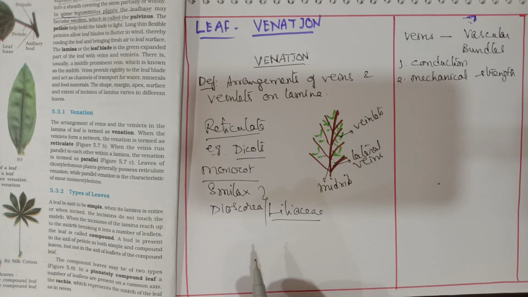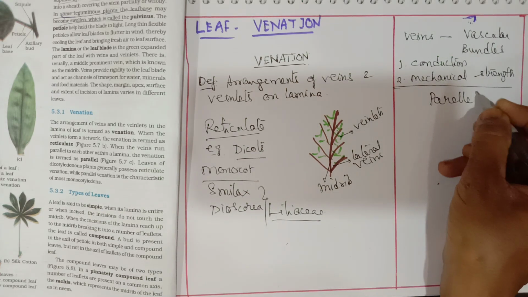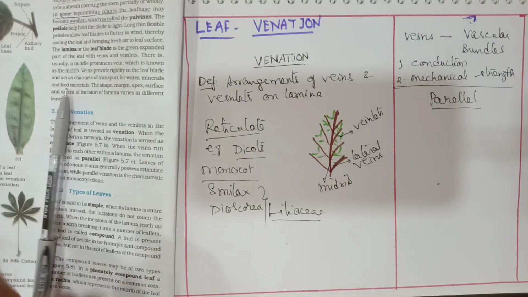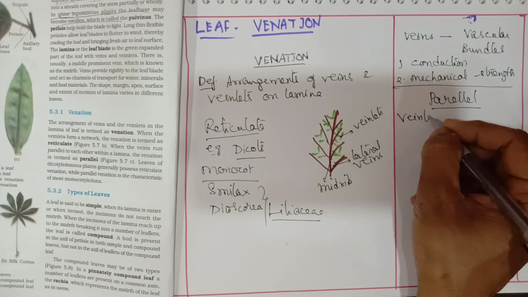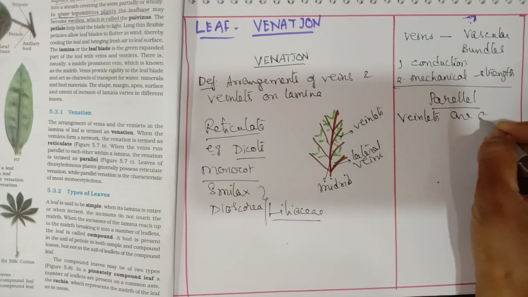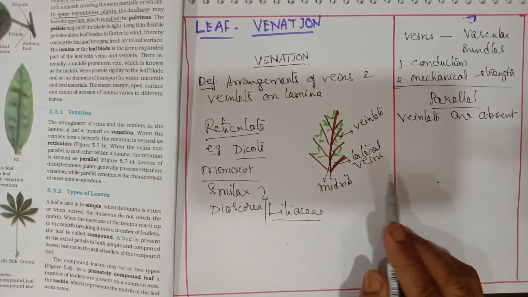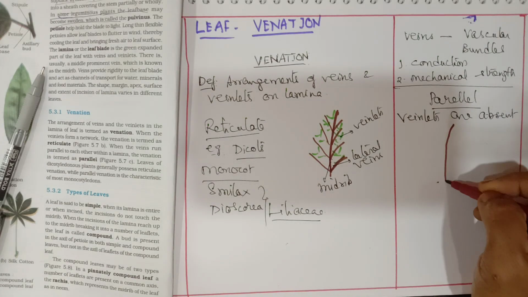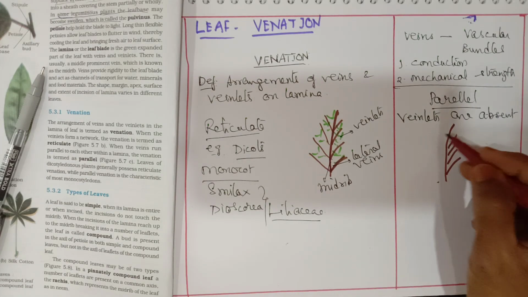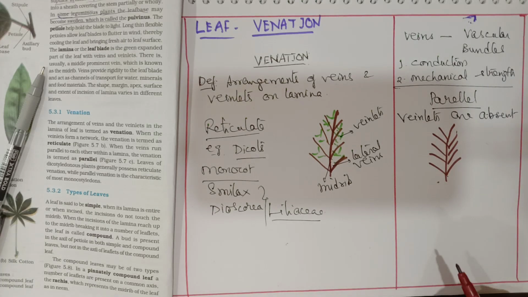Now we will see parallel venation. In parallel venation, the first thing is that we don't find any veinlets. Veinlets are absent. This is the main difference between reticulate and parallel venation. If veinlets are absent, we have only a midrib divided into lateral veins, and these lateral veins are arranged parallelly. That's why it is called parallel venation.